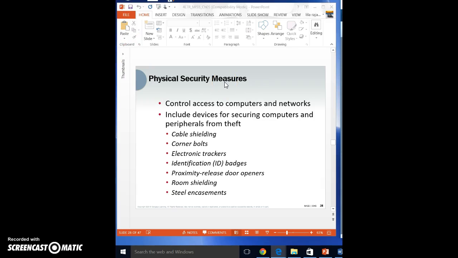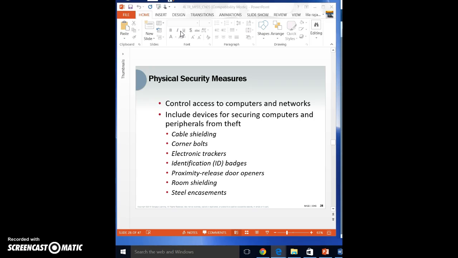Another way to secure our systems is to use physical security measures. Physical security measures primarily control access to computers and networks. They include devices for securing computers and peripherals from theft. Some of the common physical security measures could be, one, cable shielding, which is braided layers around the conductor cable that protect it from electromagnetic interference.